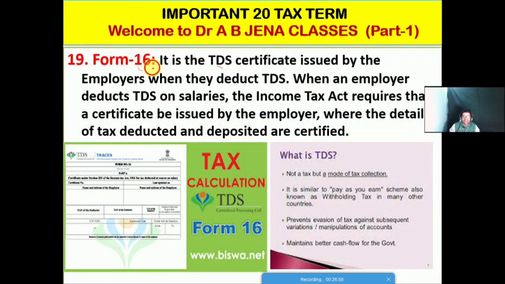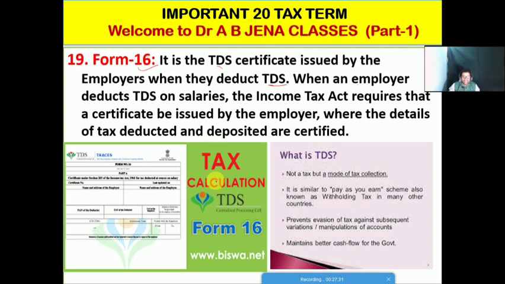So, the next one is Form 16. I think you might have heard about Form 16. What is this? It is the TDS certificate issued by the employer when they deduct the TDS. TDS stands for tax deducted at source. Suppose you are an employee, your employer will deduct the TDS on salaries. The Income Tax Act requires that a certificate be issued by the employer where the details of tax deducted and deposited are certified.